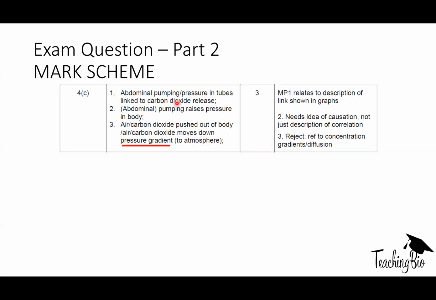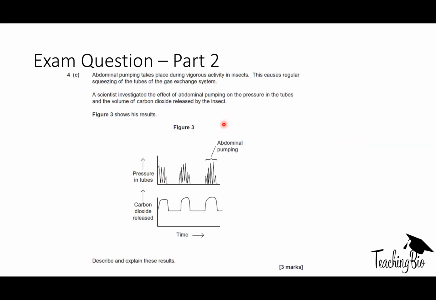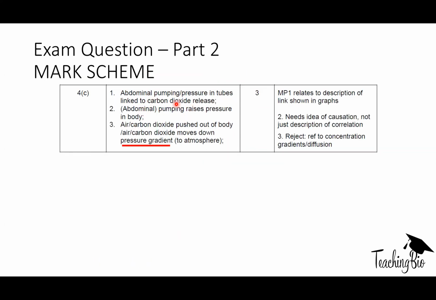So these are the marks that they wanted in the mark scheme. Number one, abdominal pumping and pressure in tubes is linked to carbon dioxide release. Again, that's a nice and obvious point, the fact that abdominal pumping must be linked to CO2. This pumping raises the pressure in the body of the insect. And as a result, it will move out the carbon dioxide. They allowed air, but I don't think air is probably the best answer. I think talking about carbon dioxide is more specific. So carbon dioxide moves down the pressure gradient is probably the better answer here. And interestingly here, it says to reject concentration gradient, because that is incorrect in the context of carbon dioxide exchange in insects. It's to do with pressure gradient, not concentration gradient, for carbon dioxide.